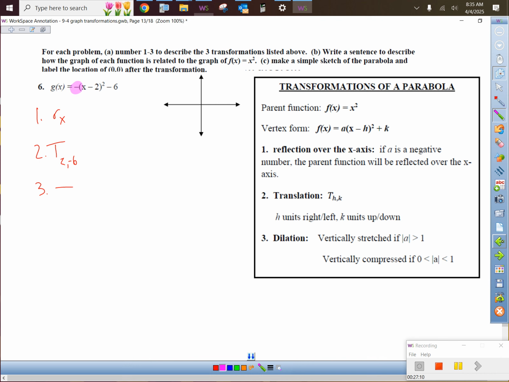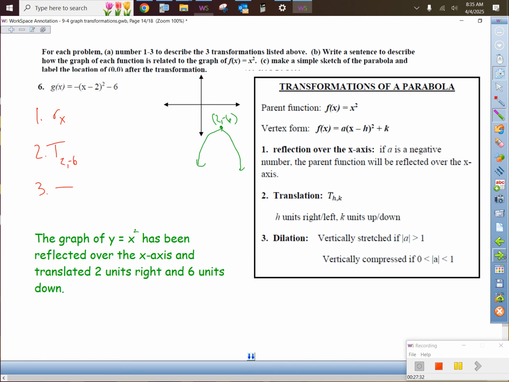I'm going to go back. You tell me what the sentence should say. Fill in where I stop. The graph of has been reflected over the x-axis, translated 2 units right and units left.